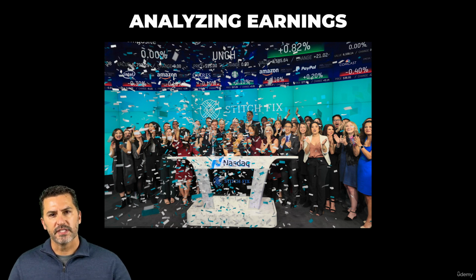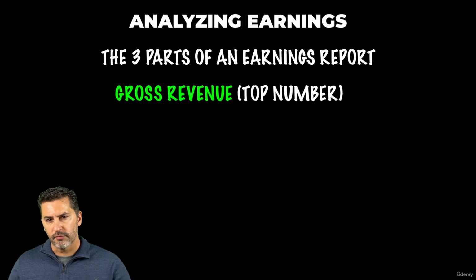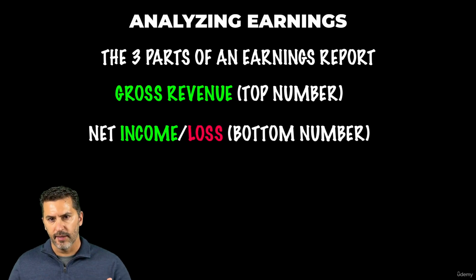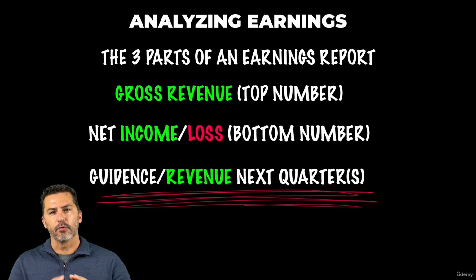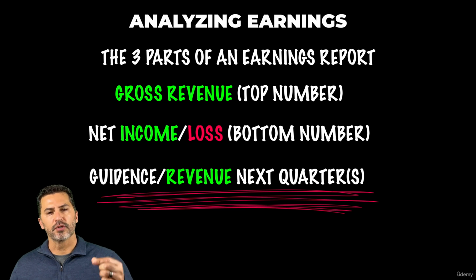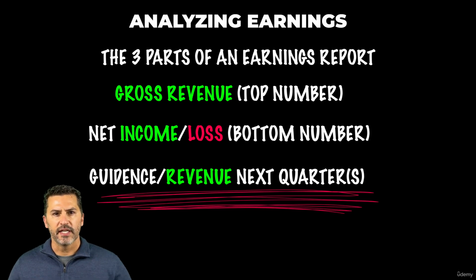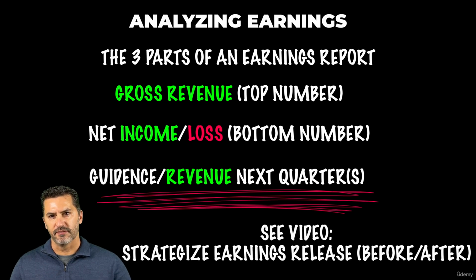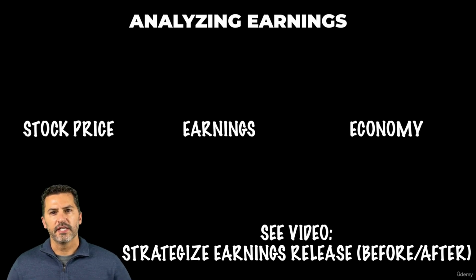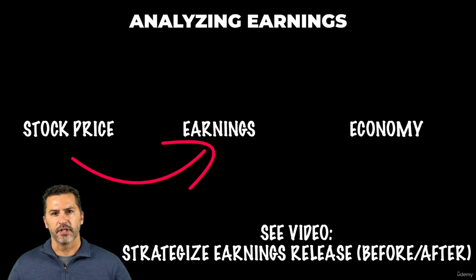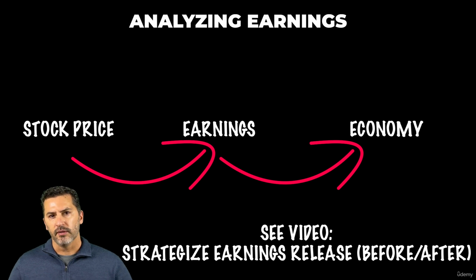Earnings reports consist of three main parts: gross revenue, net income, and guidance or future estimates of the next quarter's income. We talk more in detail about this, understanding the relevance of those numbers and how a stock price is affected in our video Strategize Earnings Release Before and After Earnings Reports. But I will say this: gone are the days of the old phrase, a stock price follows earnings and earnings follow the economy. Well, not so much anymore for certain stocks.